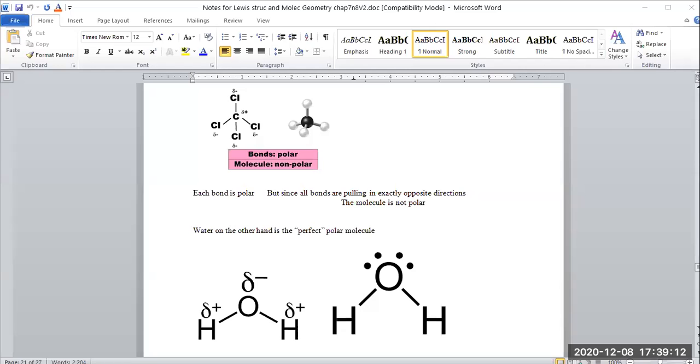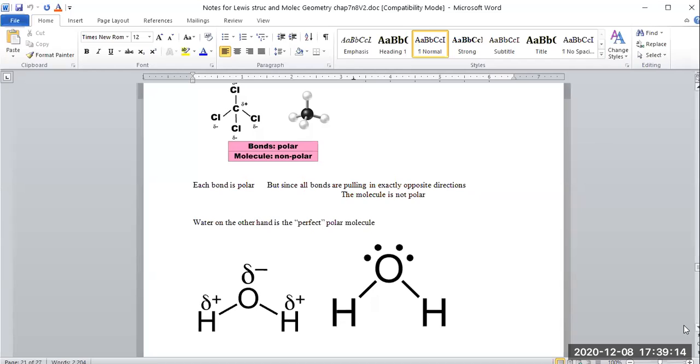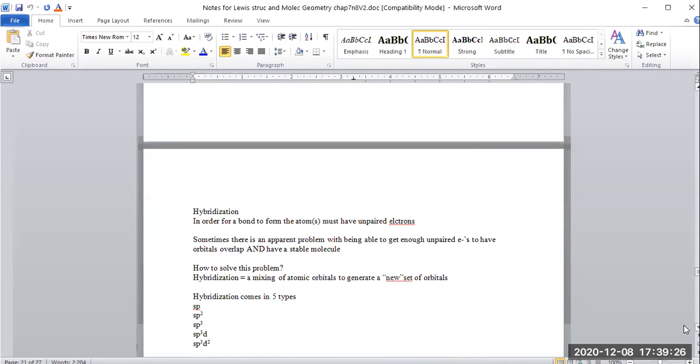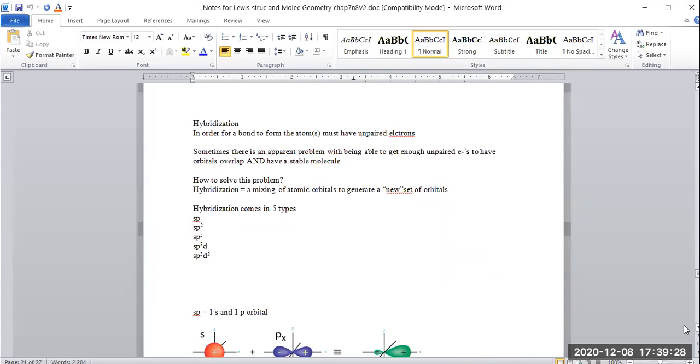All right. The last thing we were talking about Thursday, yeah, I'm losing days of the week, was polarity. So from polarity, the last big topic then is referred to as hybridization.